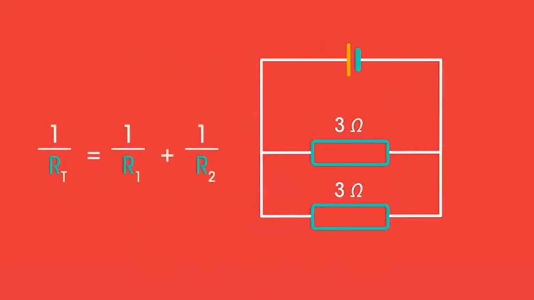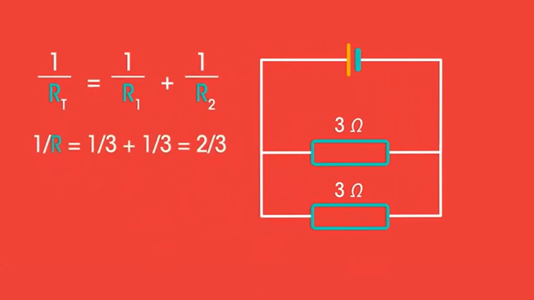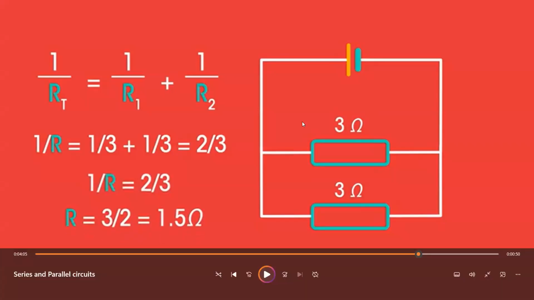But when in parallel, we use this formula. In this example, if 1 over R equals 2 over 3, then R equals 3 over 2. If we look, 1.5 is less than the 3 and the 3. So whenever we have resistors connected in parallel, the combined or the total resistance is smaller than the smallest.